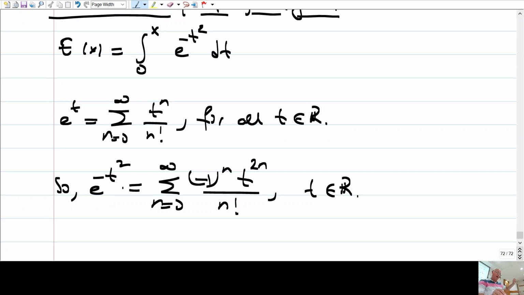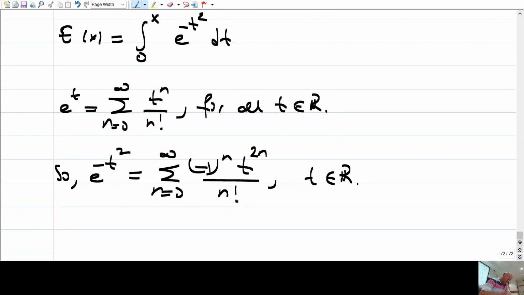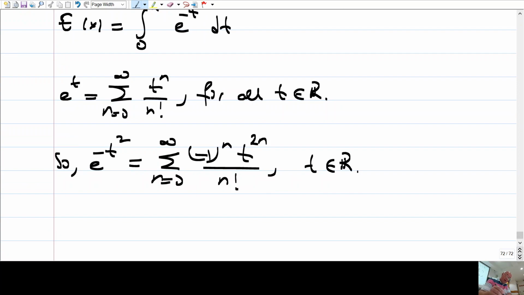I plug minus t squared for t. So minus 1 goes out as minus 1 to the power n, and t squared to the power n is just t to the power 2n, divided by n factorial. Well, then I have what? My erf(x) is defined as the integral from 0 to x of e to the power of this function.